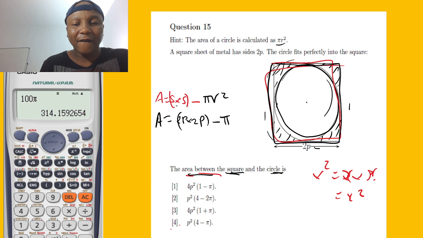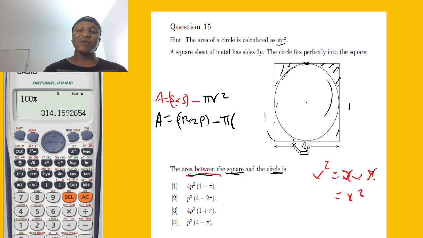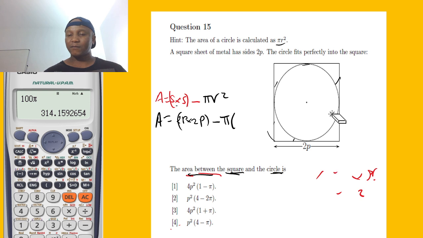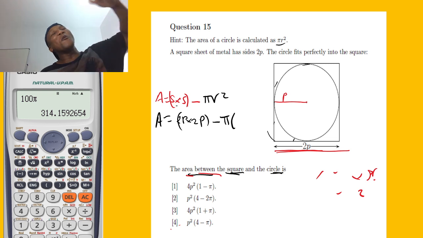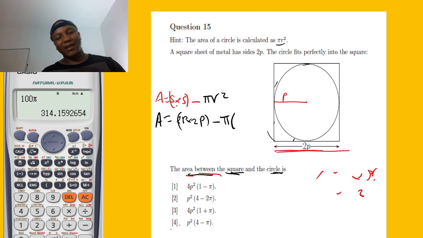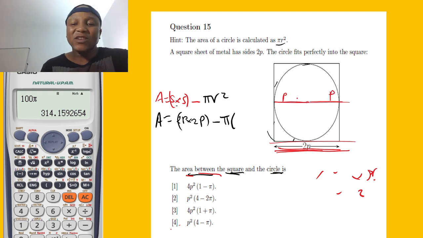Minus pi, what is the radius? Look, if all of this equals 2 pi, let me do this so it can be very clean. This length equals 2 pi. So from here to here is going to be p. The length equals 2p, not 2 pi. This is 2p, means here is going to be p, and this equals p, because the length of here equals the length of this one. So the radius of the circle equals p.